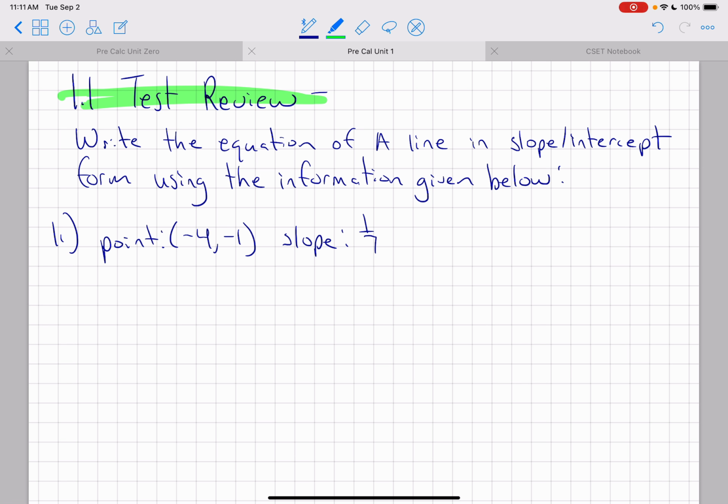So let's get it. Write the equation of a line with the slope in slope-intercept form using the information given below. Number one, you have a point of (-4, -1) and a slope of 1/7. Go ahead and pause. Write the equation of that line for me right now. Cool, you did that. So let's check to see if what you did matches what I do.